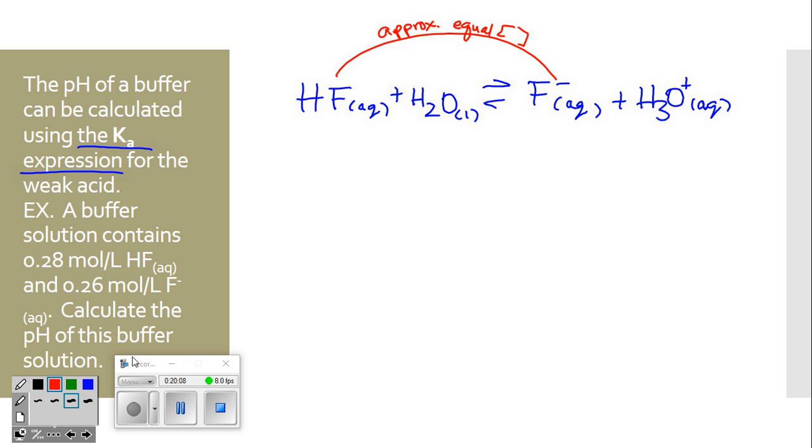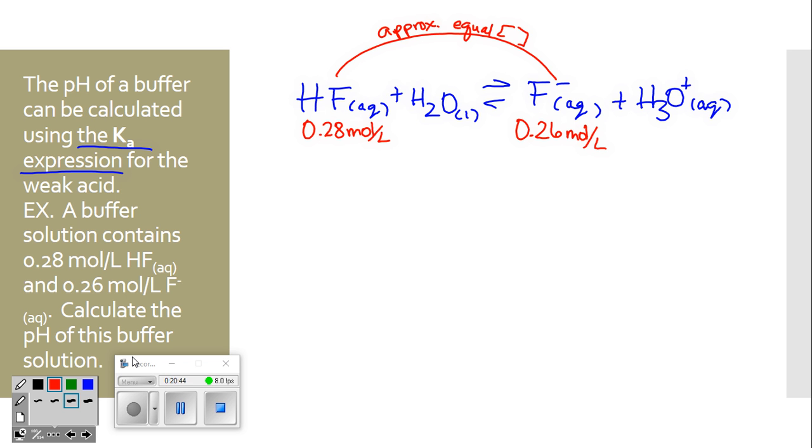So it says right in the question, 0.28 moles per liter of this and 0.26 mole per liter of that. Now, when we just took a weak acid and put it in water, we always assumed that the conjugate base and hydronium had the same value. This isn't the same. I didn't just take a weak acid and put it in water. I took some weak acid and some weak base and put them both in the solution together.